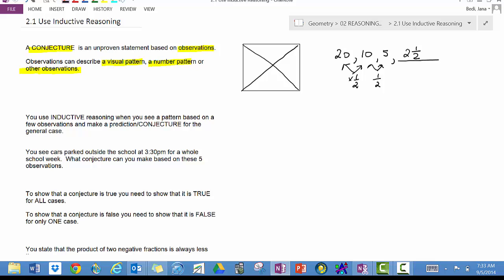What do we mean by other observations? Let's say we see a school, and every morning we see a lot of cars at 8:30. So we could make a conjecture that this school starts at 8:30. We have no way to prove this, but it's a reasonable conjecture. So when we use a conjecture, the kind of reasoning that we use is called inductive reasoning.